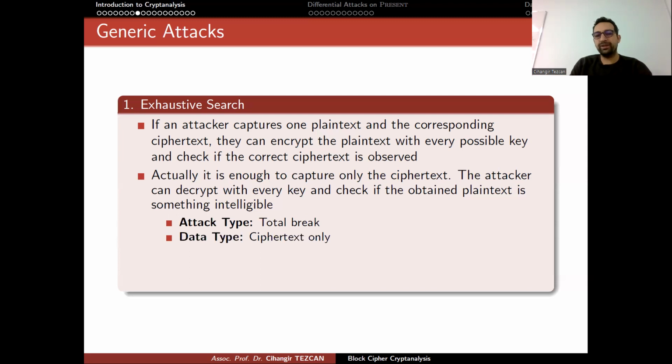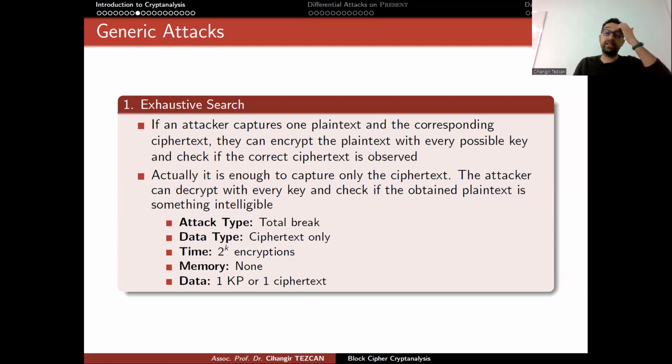Data type is ciphertext only attack, because capturing only a single ciphertext block is enough. Time complexity is 2 to the k encryptions or decryptions, depending on how you perform the attack. Since the secret key is k bits, you have to perform in the worst case scenario 2 to the k trials, right? So this is your time complexity. Memory, you don't actually need to store anything in memory. Data, again, it is either one ciphertext block, or if you captured both the plaintext and the ciphertext block, that will be one known plaintext. Okay.